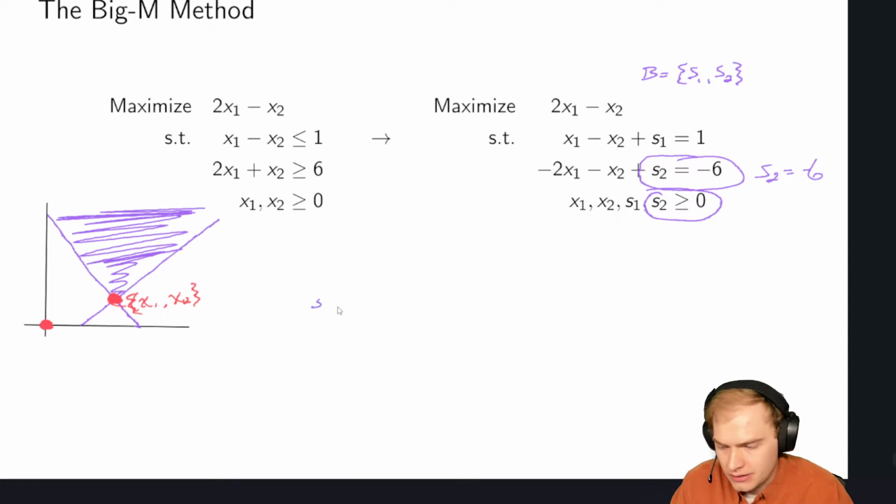I'm going to start by altering the constraints. This part follows what's in the book. x1 minus x2 plus s1 equals 1. This constraint is feasible, so we don't need to change it at all. This has a positive right-hand side, so there's nothing problematic there. The second constraint is infeasible. We're violating that constraint. So we need to change it somewhat.